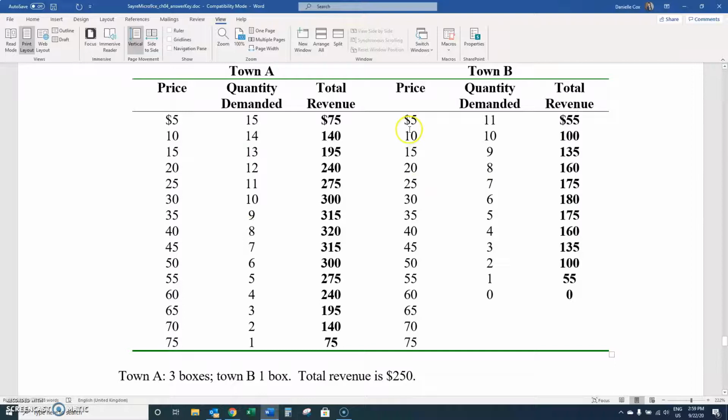And we did the same thing over here. Price times quantity was total revenue. The highest amount we could get here was the 180. So that's where the 6 came from. And then the total was going to be the 320 and the 180.